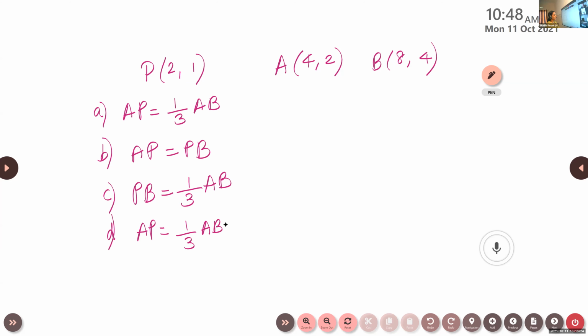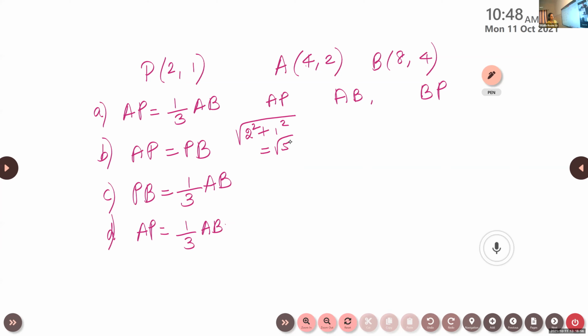How to find? What is asked here? It is not asked about collinear. It is asked, if P lies on this line, what is the ratio? So what do you have to do? Find the distance AP, find the distance AB, find the distance BP. What is the distance AP? Root of (4 minus 2) square plus 1 square. So it will be root 5.